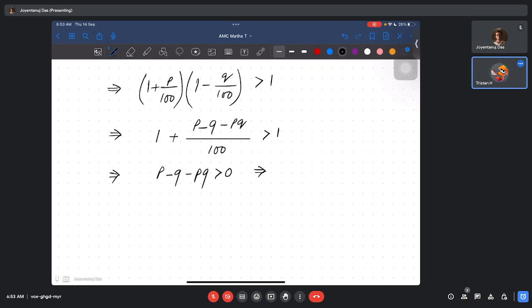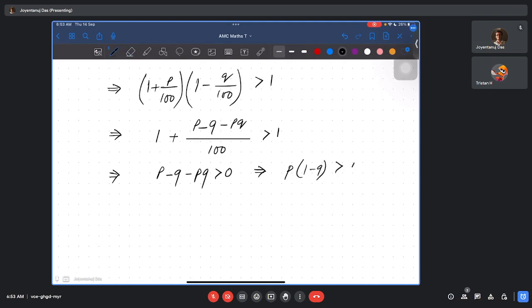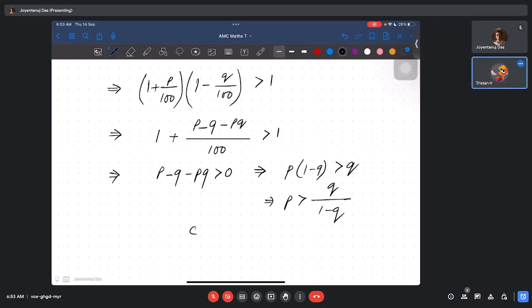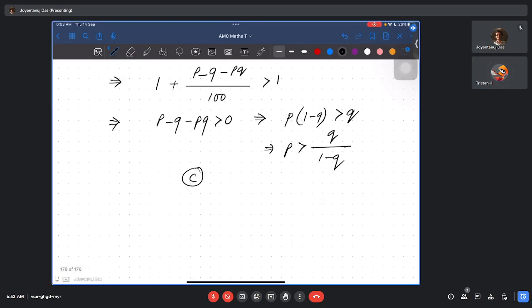And then from there, I check the answer choices to find anything that can simplify to that, and found C. When you multiply both sides of C's inequality by 1 minus Q, you get this inequality. So from here also we can derive that. If I take P common, it's 1 minus Q greater than Q. So P is greater than... right.